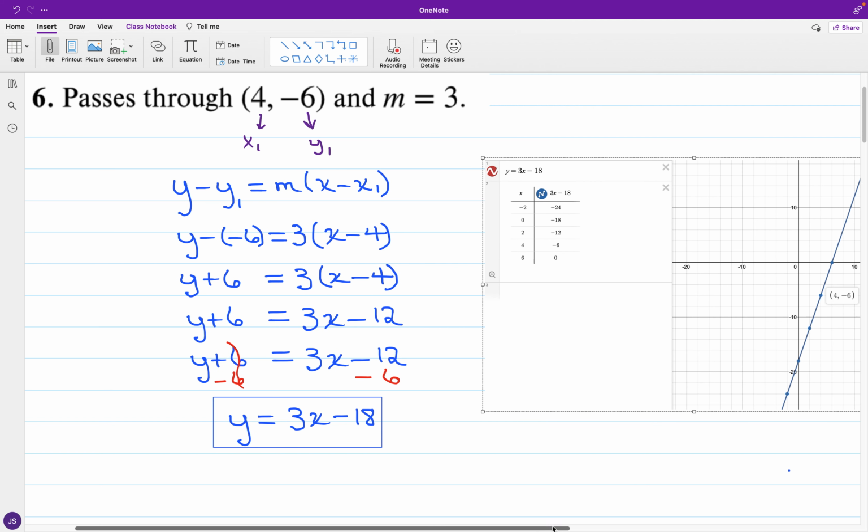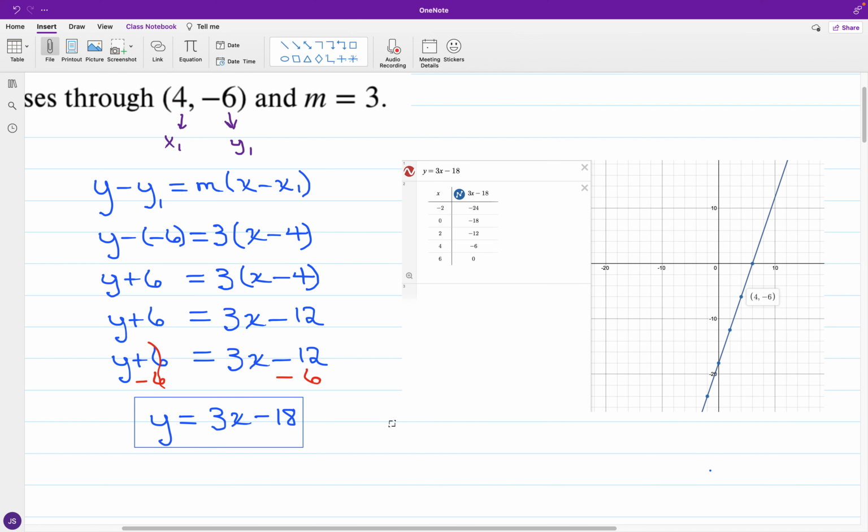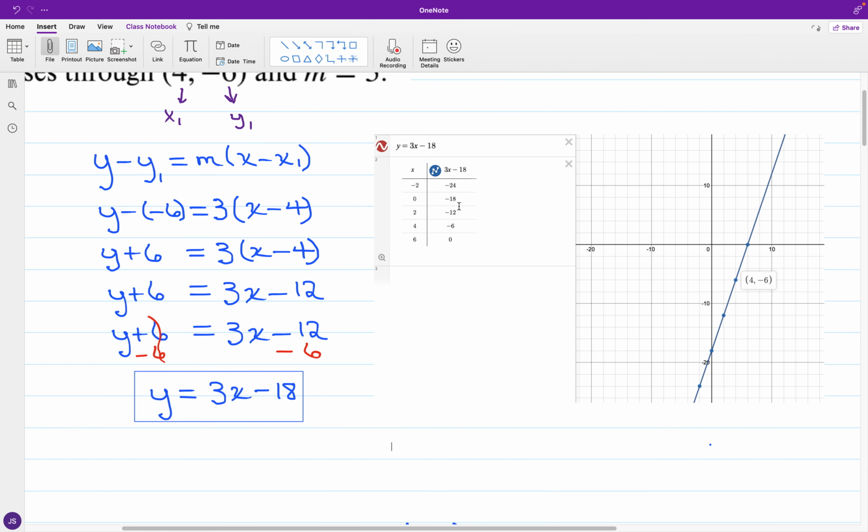So for the graph, you have y is equal to 3x minus 18. We have a positive slope with 3, so the line would be proceeding upward as we read from left to right. And again, for y is equal to 3x minus 18, 4, negative 6 is among the points through which the line is going to pass.